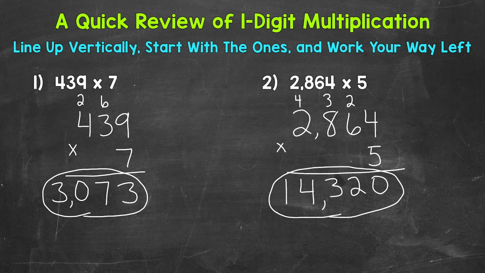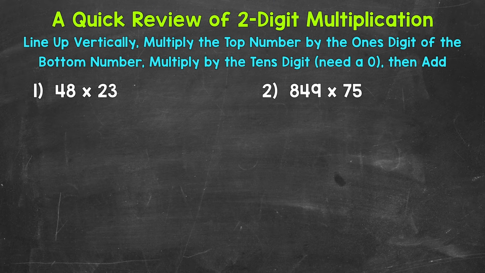Let's move on to multiplying by 2 digits. Here are our double-digit multiplication examples. Let's start with number 1, where we have 48 times 23. Now the first thing that we need to do, we need to line this up vertically. So we're going to rewrite it up and down. Let's go below the problem here. And we have 48 times 23.